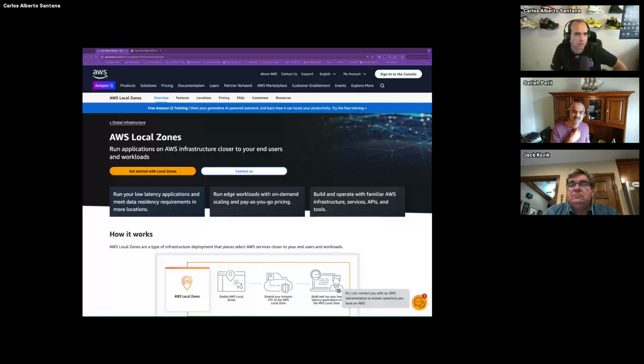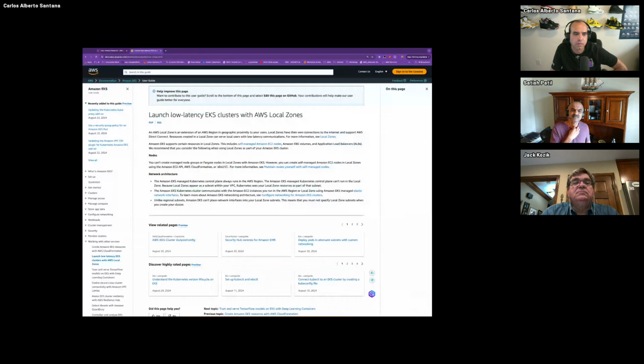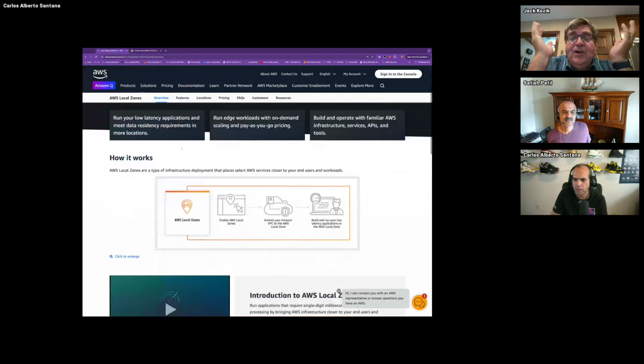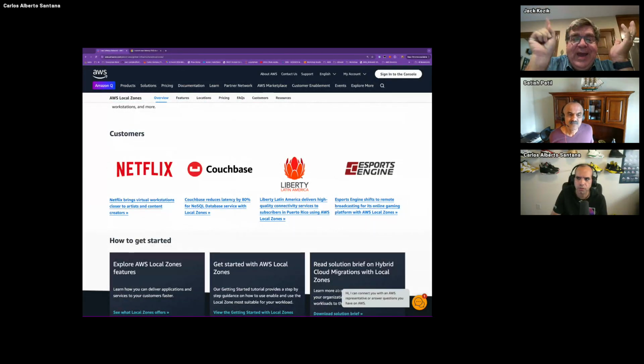About running Kubernetes on the edge with low latency. Not that it's the only one, but the one that maybe Jack was showing was AWS Local Zone for low latency, and you can deploy EKS, the managed Kubernetes, into that lower latency environment. AWS supports that scenario, and telco companies are the ones using that. Yeah, Netflix also.